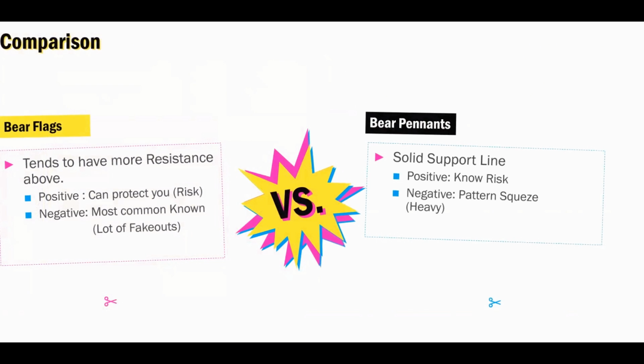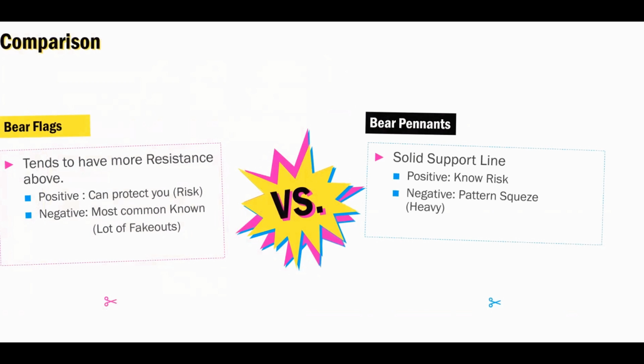So, comparison: bear flags tend to have more resistance above. They have that upward trending line and a downward trending resistance. As it tightens up, it has more resistance above, so it quickly gets to the resistance but can't break. Then it has a tendency to get closer and closer to that resistance level.